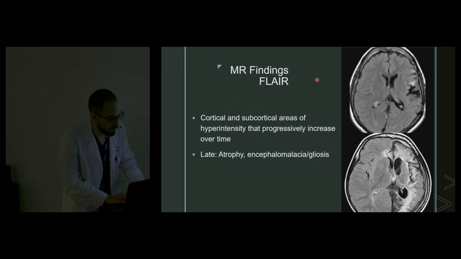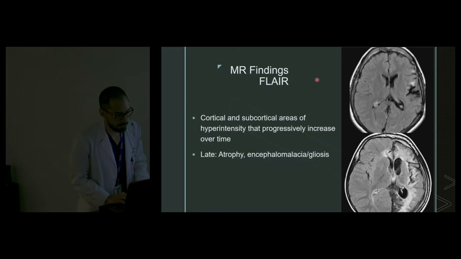On the FLAIR, we can see the cortical and subcortical areas of hyperintensity that progressively increase over time, which is gliosis. And on the late stages, we can see the atrophy and the encephalomalacia and gliosis.